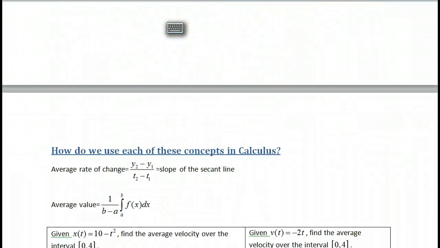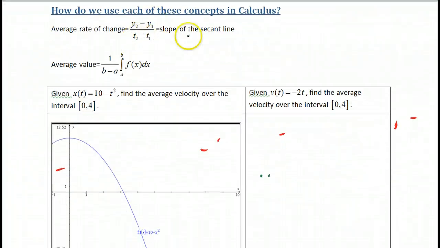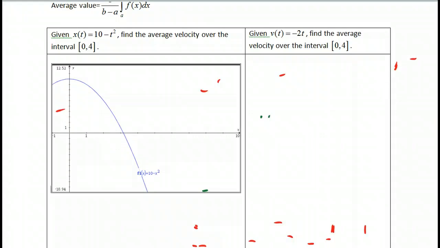Now, how do we use each one of these concepts in calculus? Well, the average rate of change, we said, is the slope of the secant line. This could be t, this could be x, depending upon how you're looking at it. And then here's the average value of the function, the integral from a to b of f of x dx, divided by b minus a. So let's start with position functions. Like I said at the beginning, you have to apply these things to functions where they give you rates and you find the average rate of change and things like that.